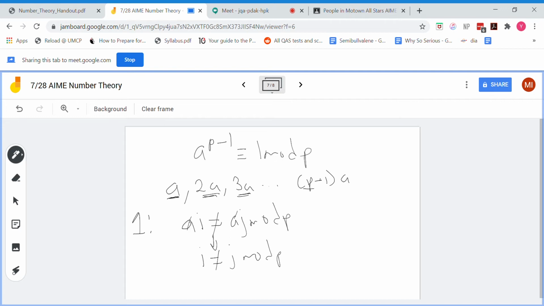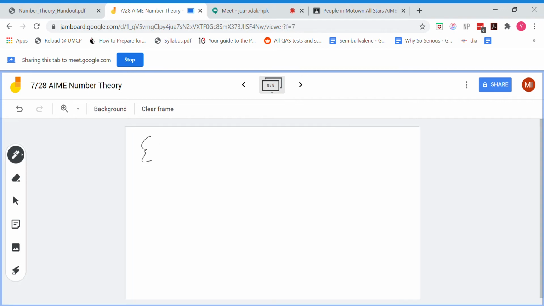So that means these values must be some permutation of 1, 2, 3, all the way to p minus 1 mod p. So the set a, 2a, 3a, all the way to p minus 1 times a must be equal to the set 1, 2, 3, all the way to p minus 1. Right? And so if we take the product of all the elements of each set, they must be equal. This is all under mod p, again.